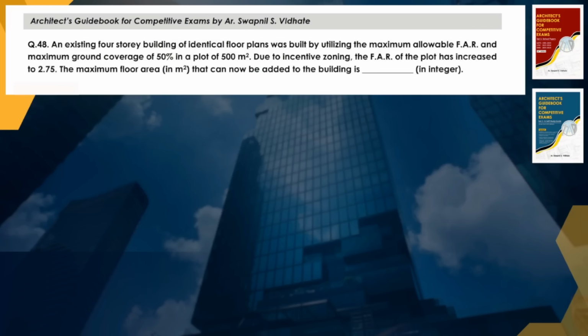The next question, again an easier one. Question 48. An existing four-story building of identical floor plans was built by utilizing the maximum allowable FAR and maximum ground coverage of 50% in a plot of 500 meter square.